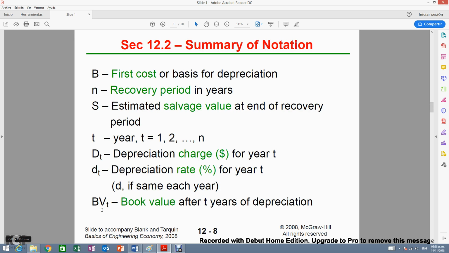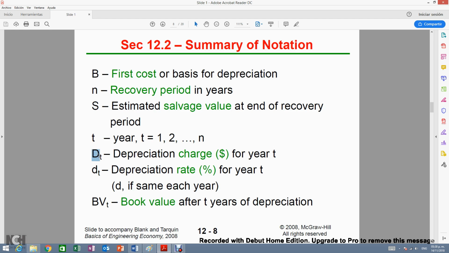There's new notation introduced in Chapter 12. We have an uppercase B representing the first cost instead of the P that we're used to, because in this chapter it will stand for basis. So it's your first cost or basis. We have the N, which is the recovery period or the total amount of years. We have the salvage value, S, which is the amount at the end of N years. We have t, which are the individual years.